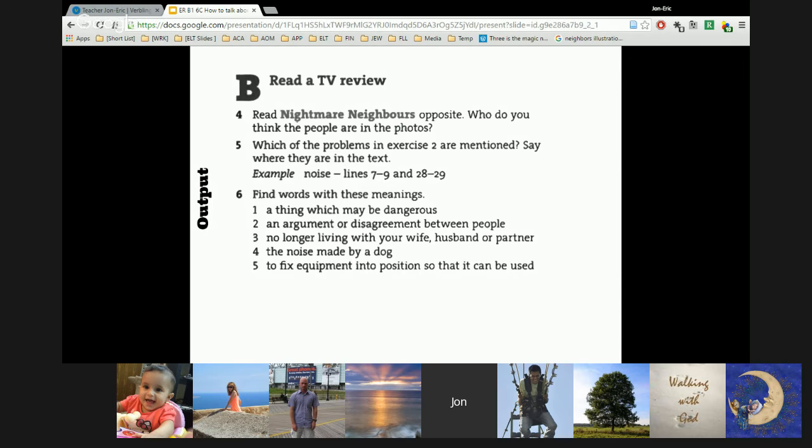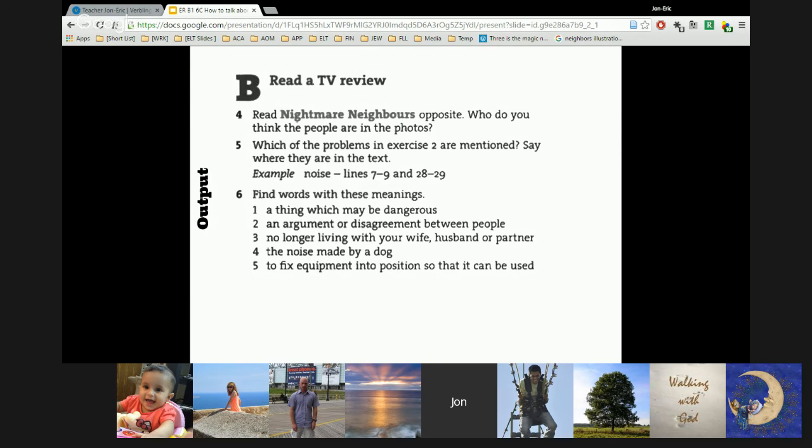The noise made by a dog, oh, that's easy. Bark. Barking. Carmen, what's the noise made by a dog? A bark. That's what we call it. I want to hear the noise. Woof, woof, woof. Very good. That is the noise made by a dog, performed by Carmen.